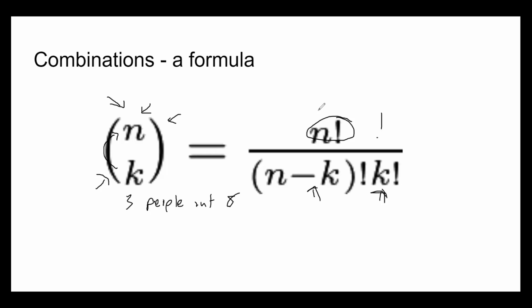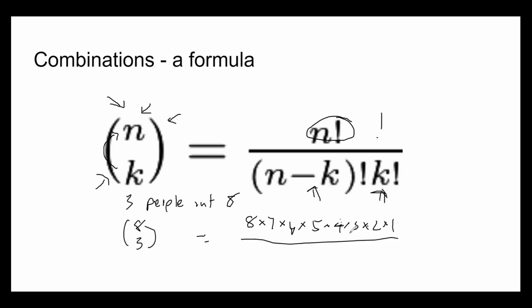So I think the easiest way to understand this is to use our previous problem, which is 8 choose 3. And then n factorial, of course, is 8 factorial, right? 8 times 7 times 6 times 5 times 4 times 3 times 2 times 1. And n minus k, 8 minus 3, that's 5. So this is 5 factorial. And then k is just 3. So it would be times 3 times 2 times 1.